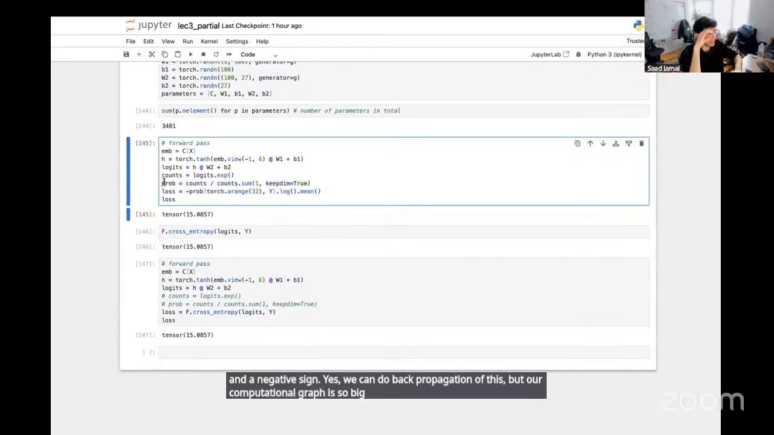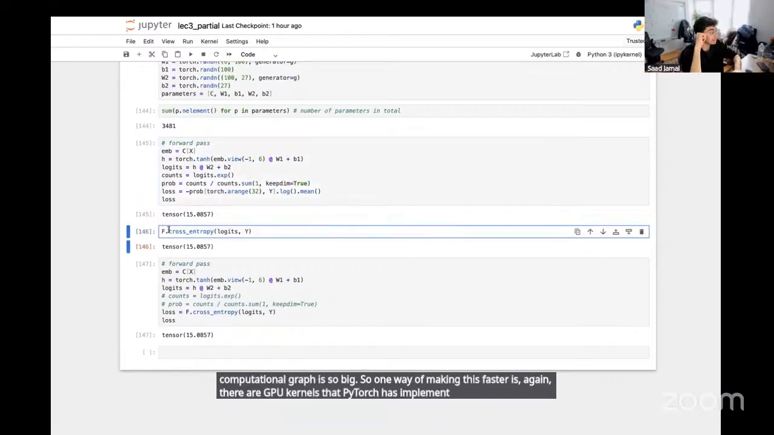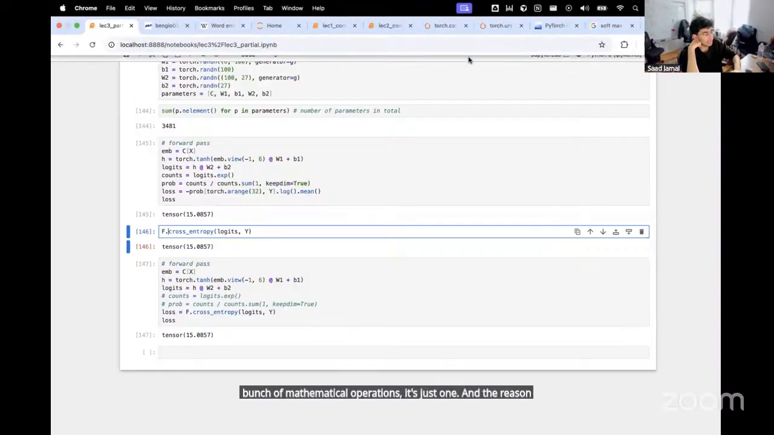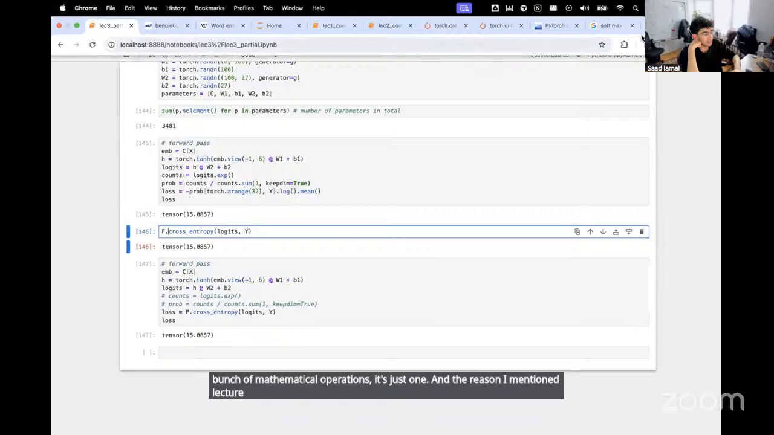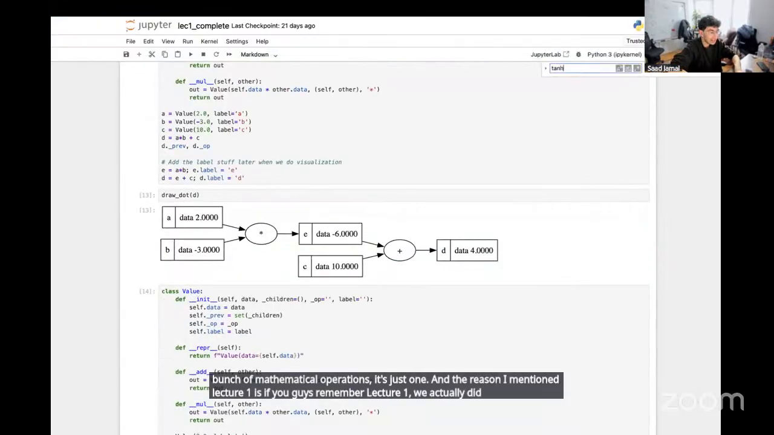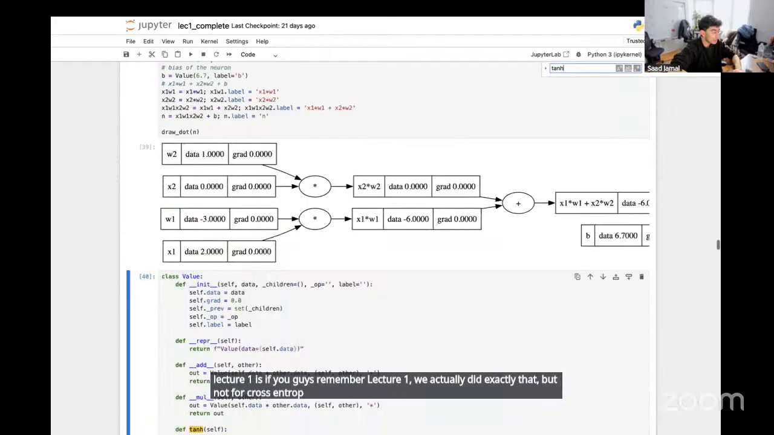One way of making this faster is that PyTorch has implemented GPU kernels so that the backwards pass of cross entropy, instead of being a bunch of mathematical operations, is just one. And the reason I mentioned lecture 1 is that we actually did exactly that, but not for cross entropy. We did it for tanh.